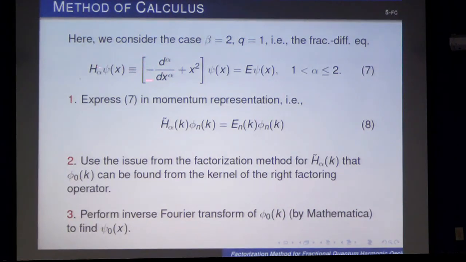So we worked only with this kind of fractional differential equation. And what we did is precisely what I commented. We passed to the K space, to the momentum representation, so to speak. We used the factorization method in the K space, and finding there the phi zero of k, so the zero mode or the ground state eigenfunction there, and then going back to find the psi zero of x. So that was the procedure.